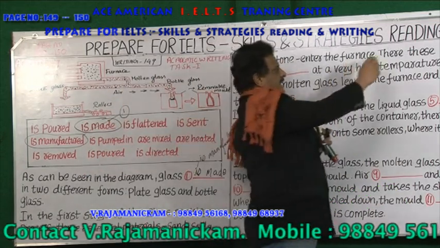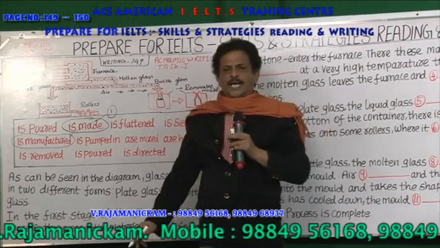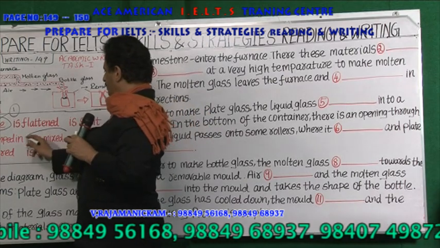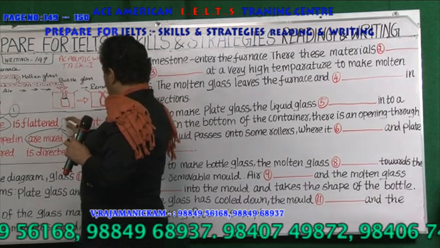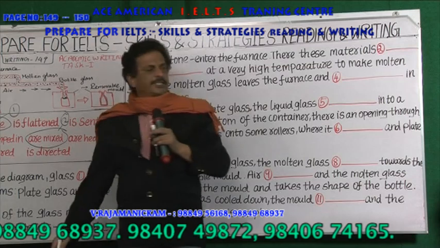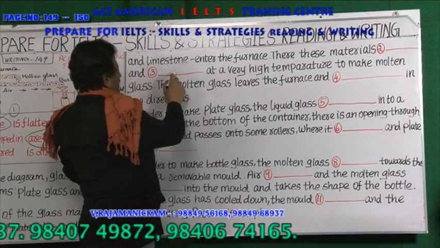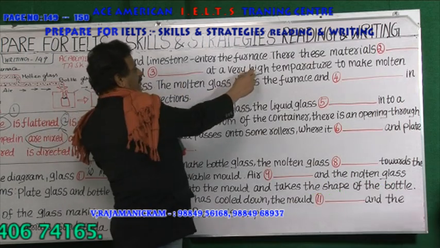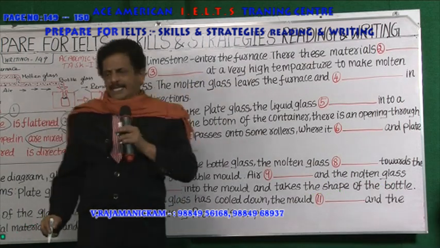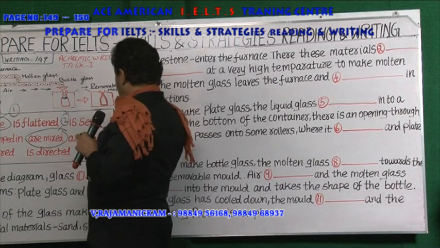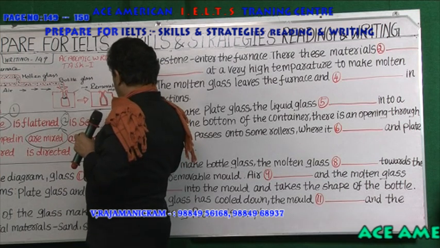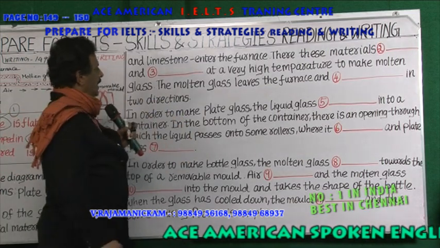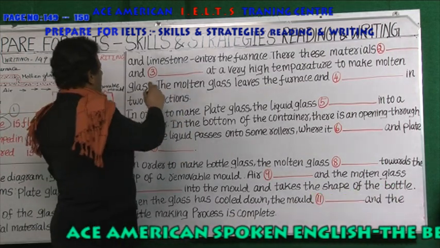Number two, these three materials, soda, limestone and sand, are mixed because it's plural. So, "are mixed" is number two, right, sir? And what is the third? Number three, at a very high temperature, obviously the answer should be heated. So, "are heated" is number three, at a very high temperature to make molten glass.